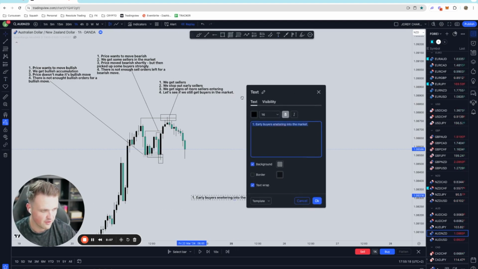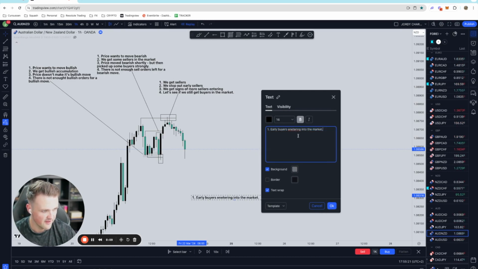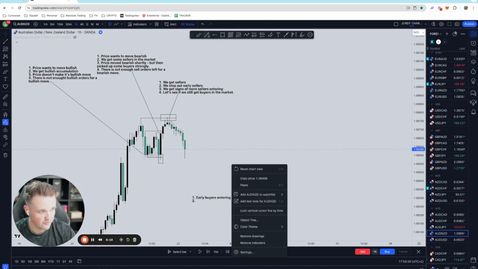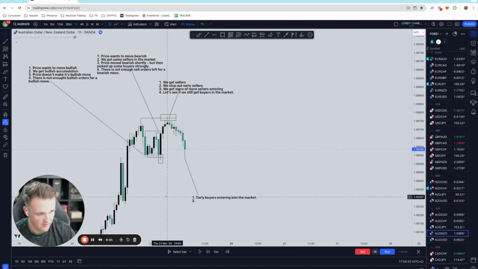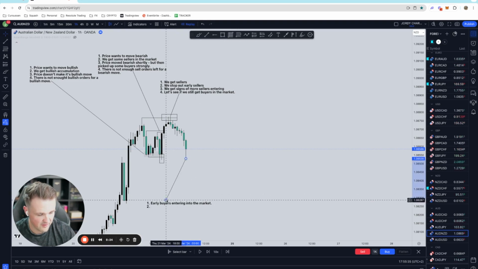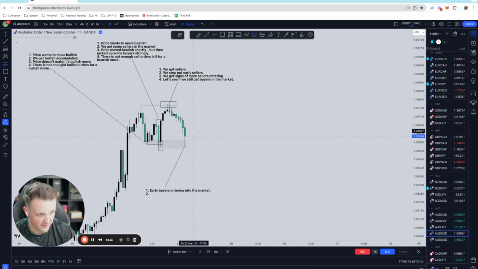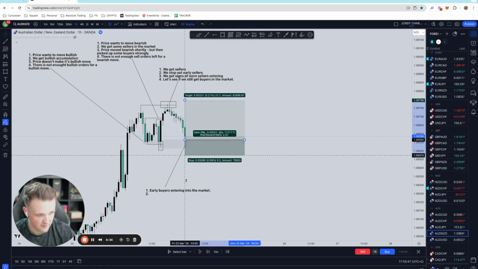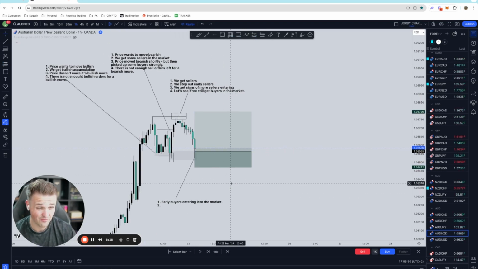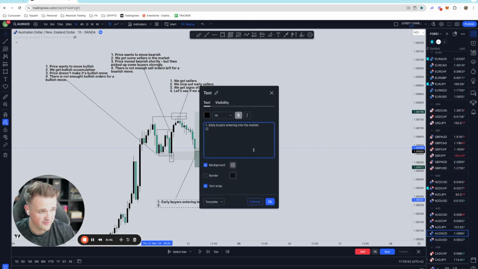So early buyers are entering into the market. Let me first draw the line so you know what I'm talking about. So here we have early buyers entering the market. Okay, because you see this place right here. This is what smart money traders are trading. So they will trade this like this. And this is actually something I traded when I started trading smart money. So early buyers are entering the market first.